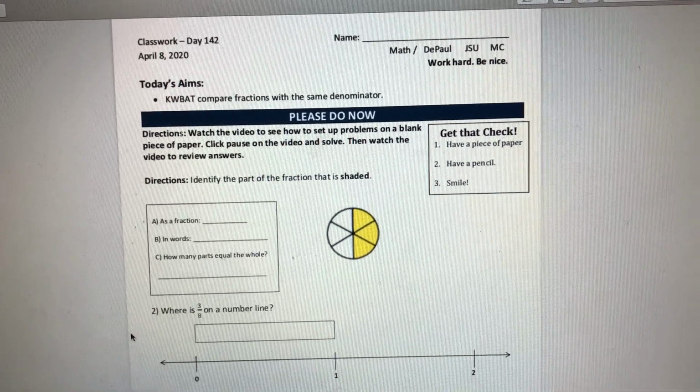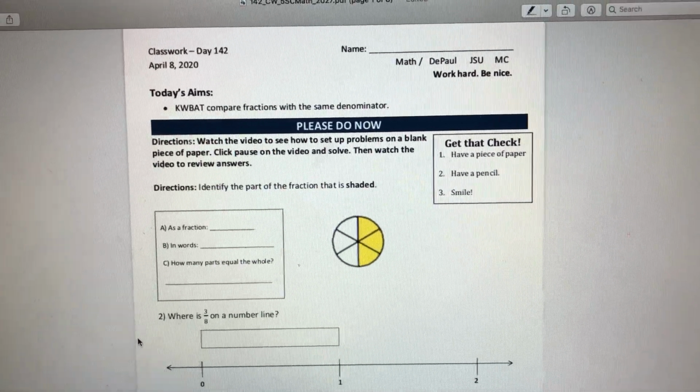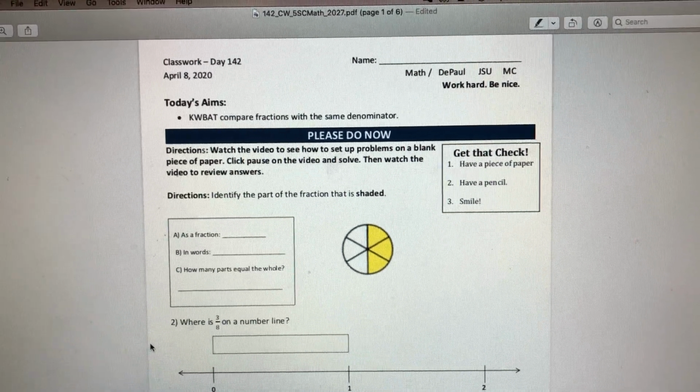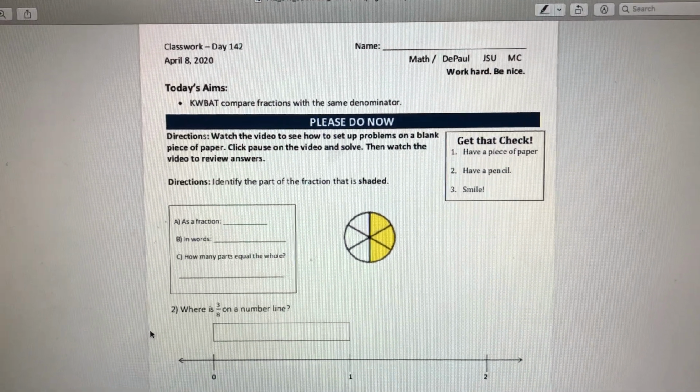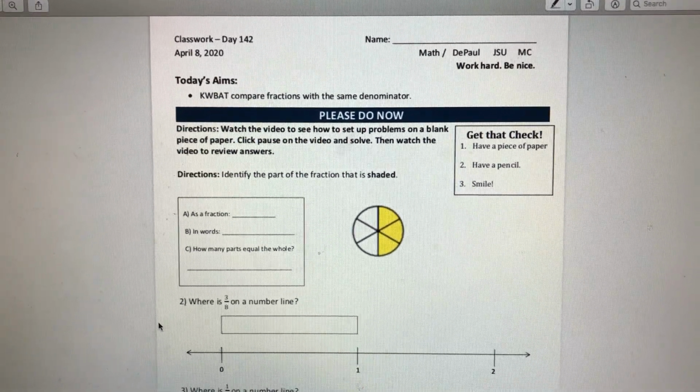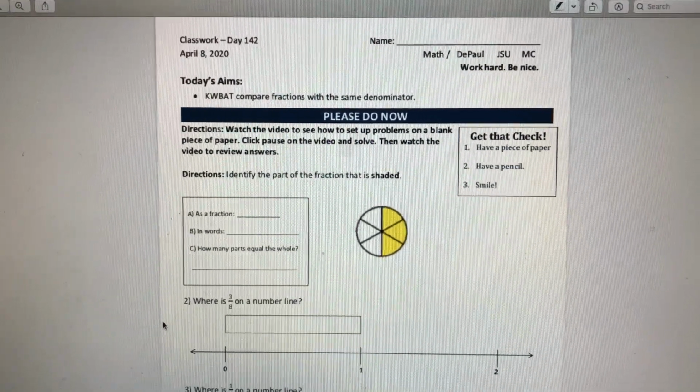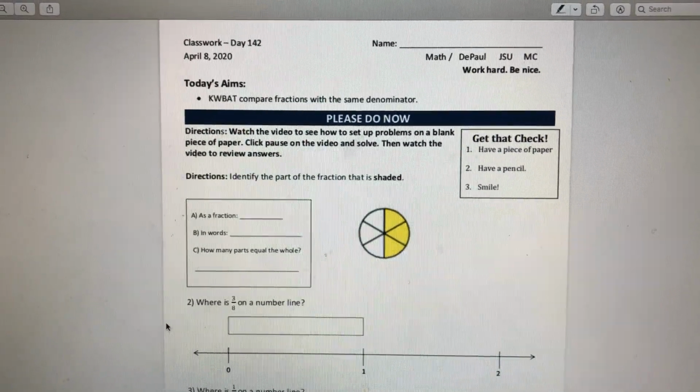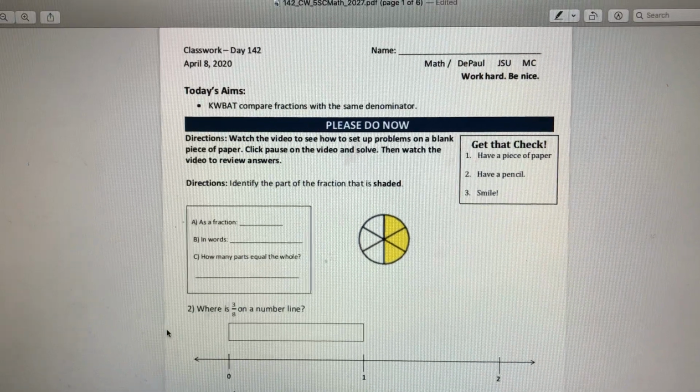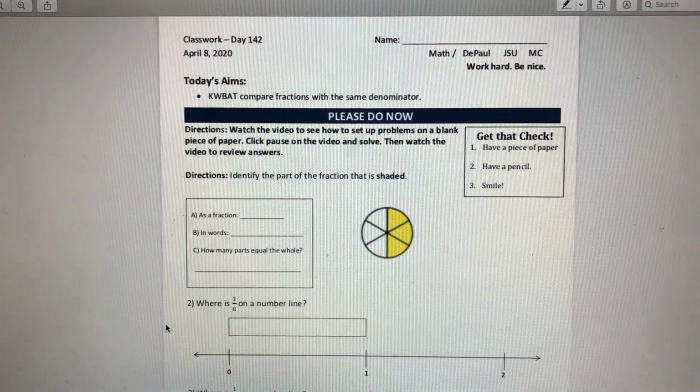Hey, what's up, squad? We're going to go over our PDN before we talk about comparing fractions with the same denominator. The first part of our PDN is 3 parts. We're going to look at this picture here of the shaded fraction and talk about it as a fraction in word form and how many equal parts equal this whole.